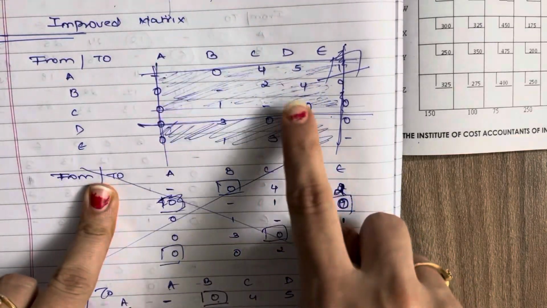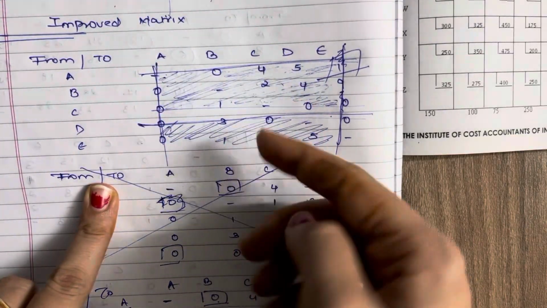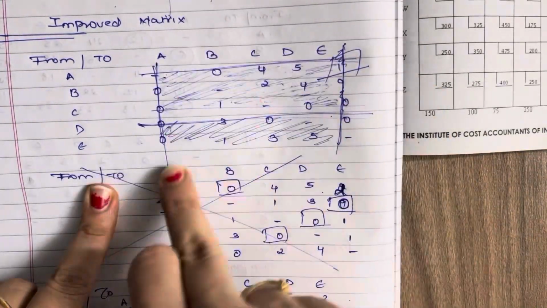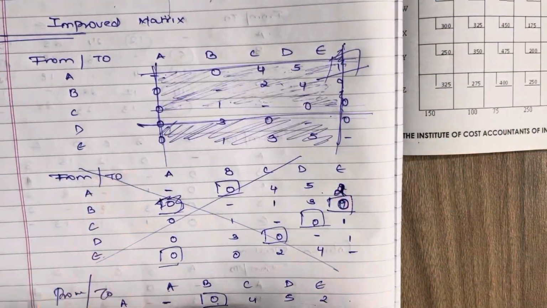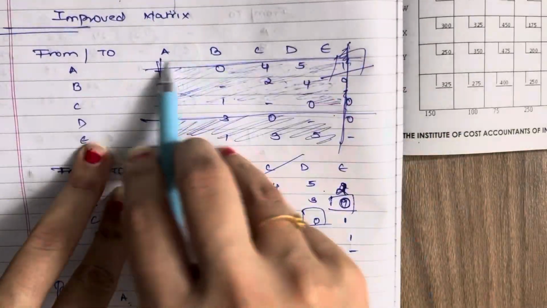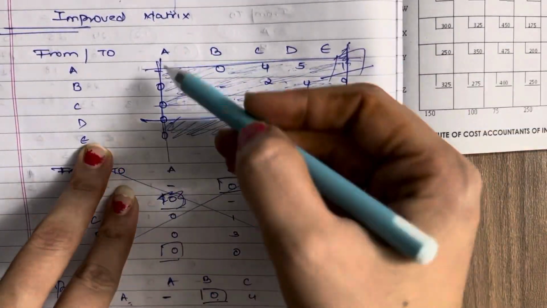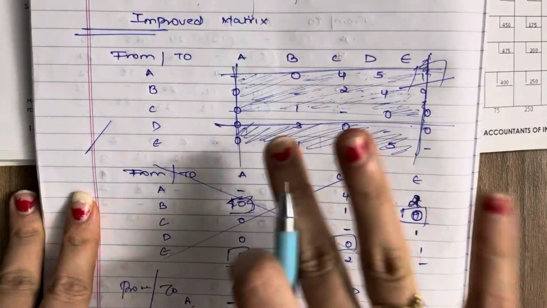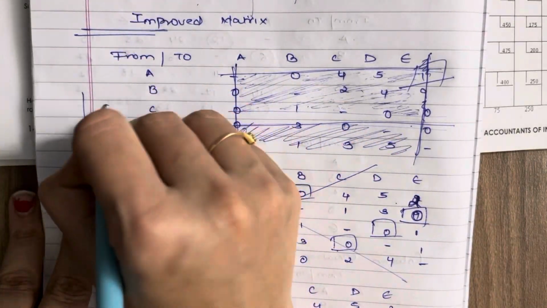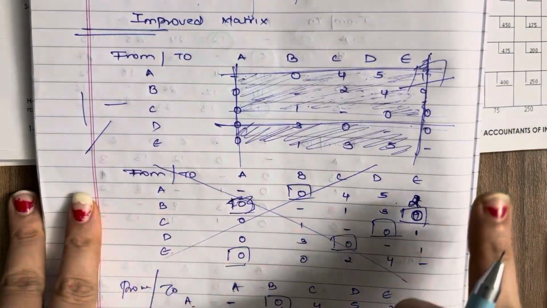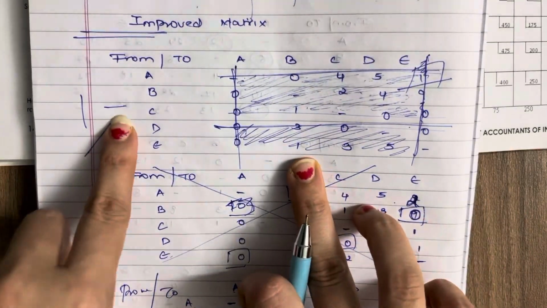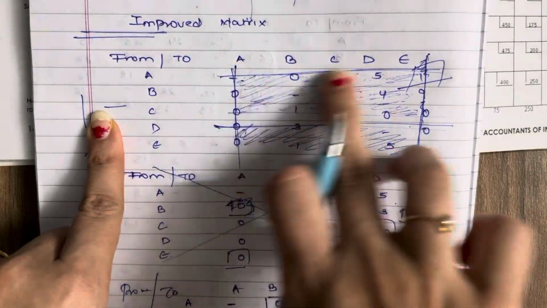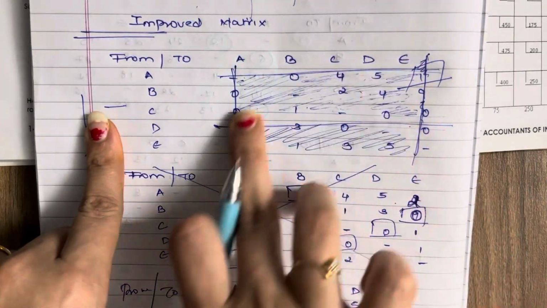For the improved matrix, I drew the minimum lines to cover all zeros. These are my lines. Lines should be vertical and horizontal only. Diagonal lines are not allowed. So I'm drawing the minimum, kam se kam, number of lines, and I'm covering all zeros.